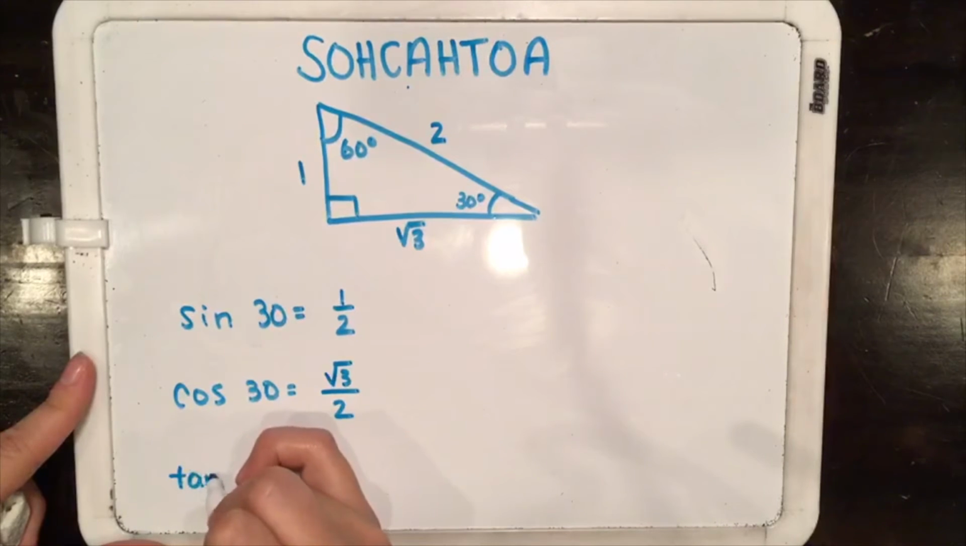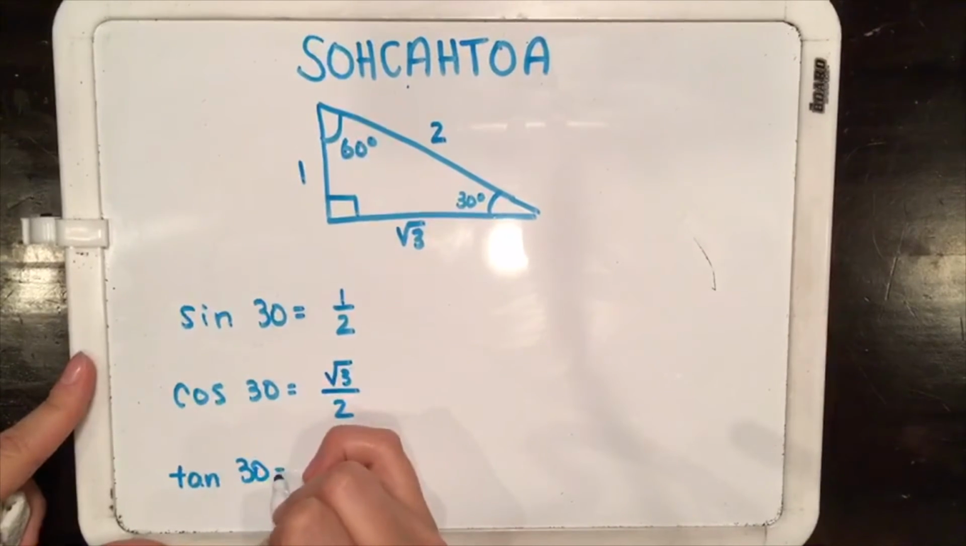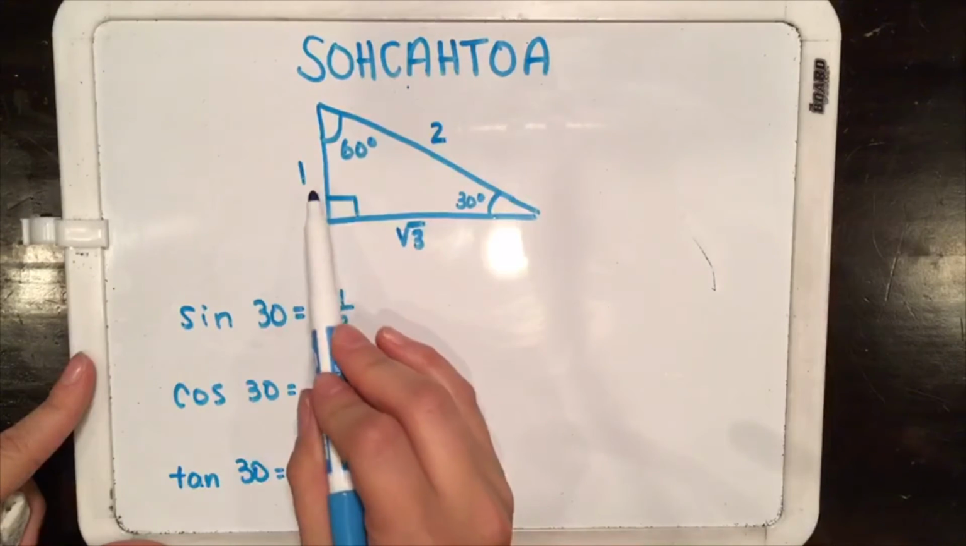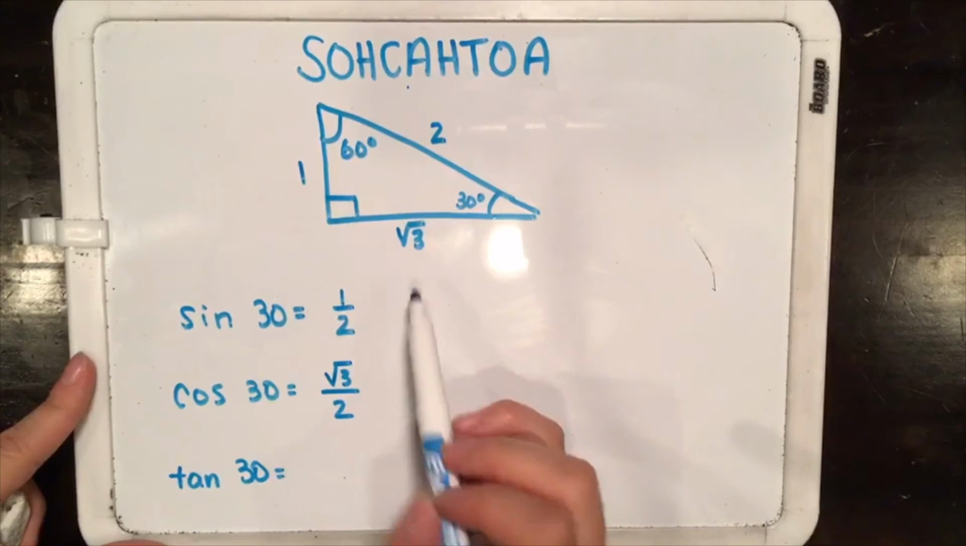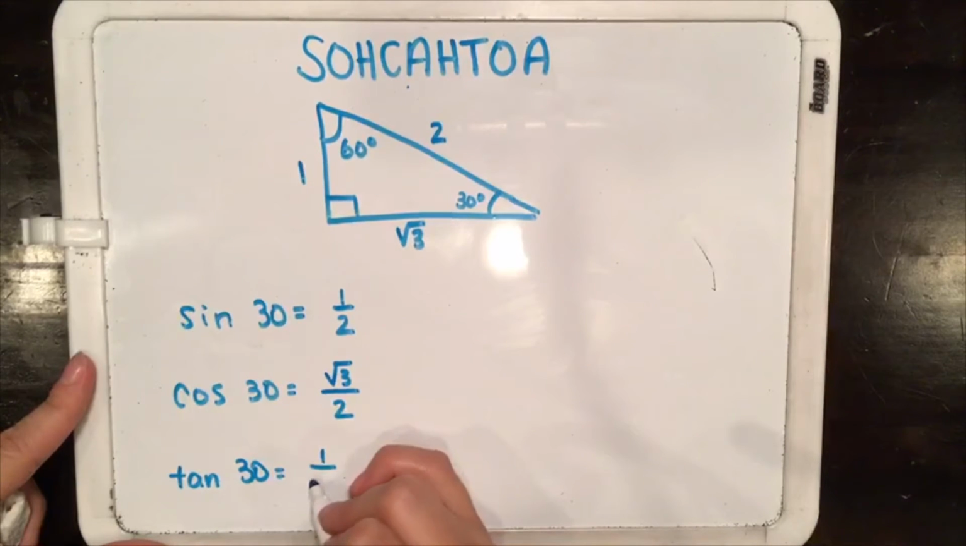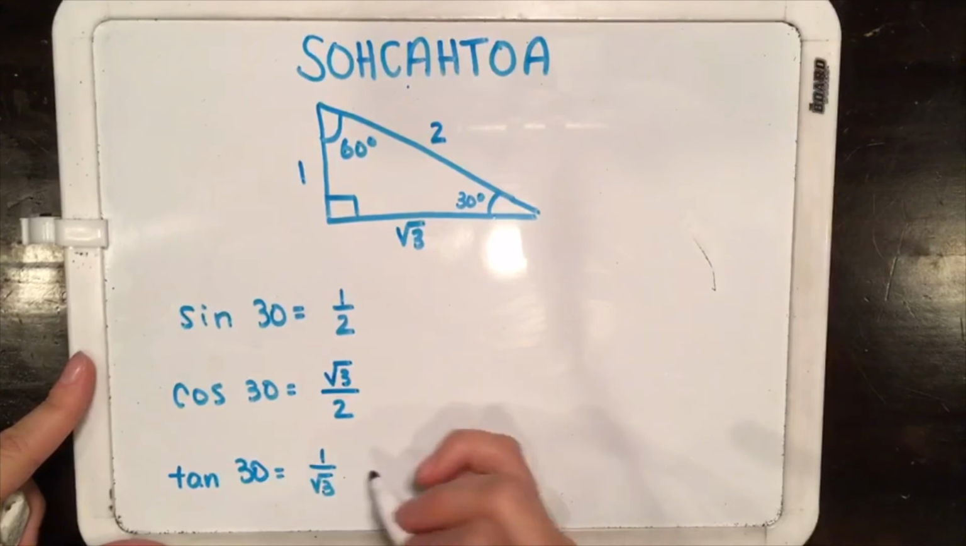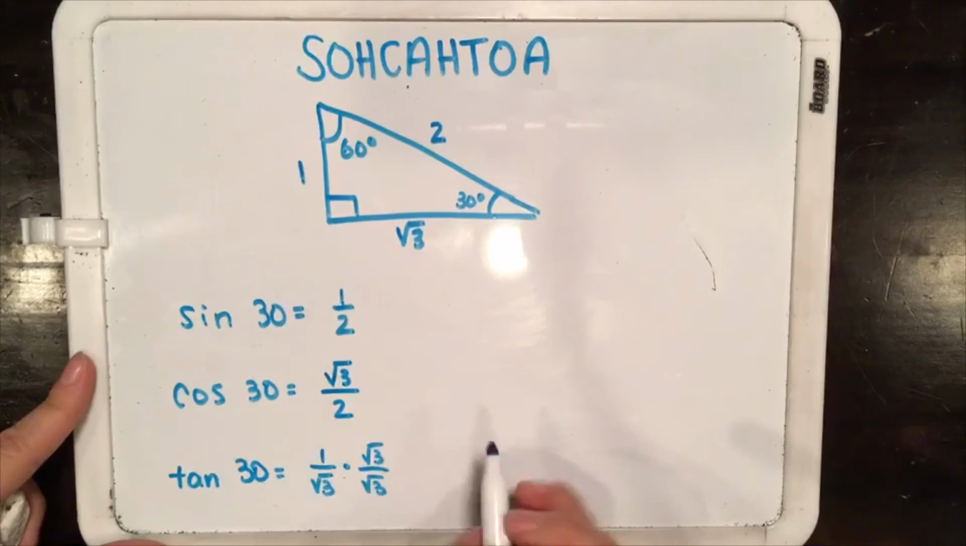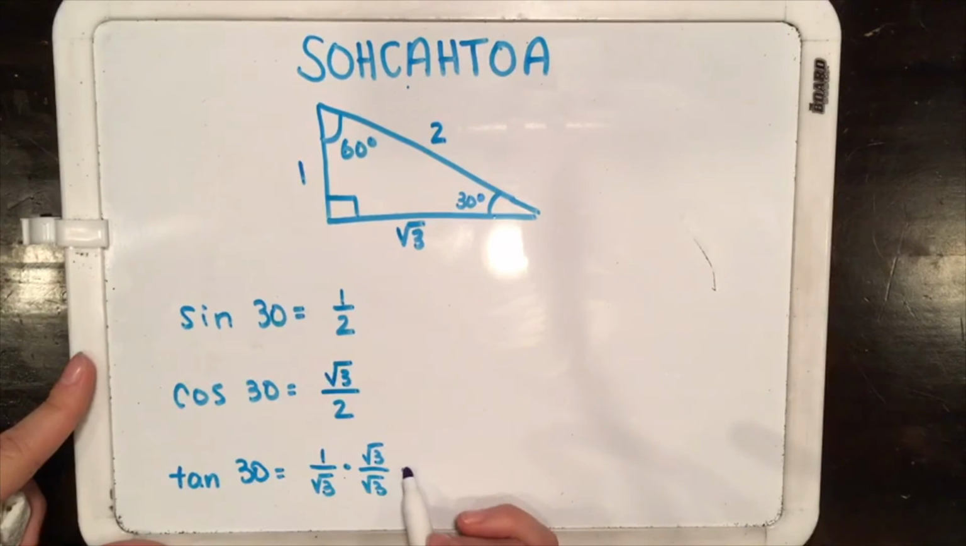Tangent of 30 is going to be opposite 1 over adjacent square root of 3. And if we rationalize this, we multiply the top and the bottom by square root of 3 to get rid of the square root. Top is square root of 3, bottom, the square roots cancel, and we get 3. So the tangent of 30 is root 3 over 3.